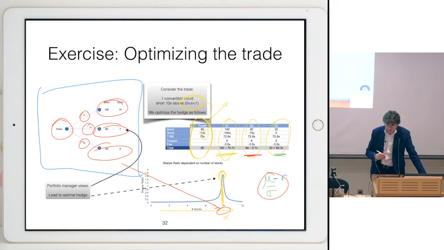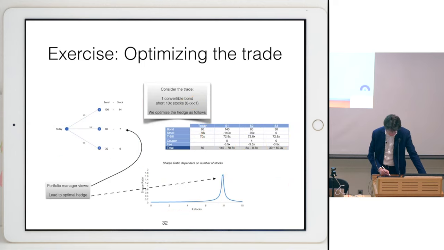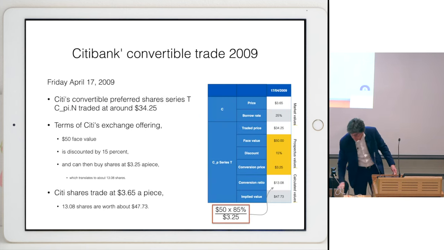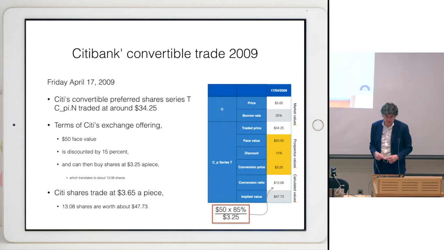Yes? Okay, then I have a story to tell you. This is a story which is real. I have an example here, I think. This is a very famous convertible trade. It's the Citibank convertible trade of 2009. So you know what happened in 2009, yes?